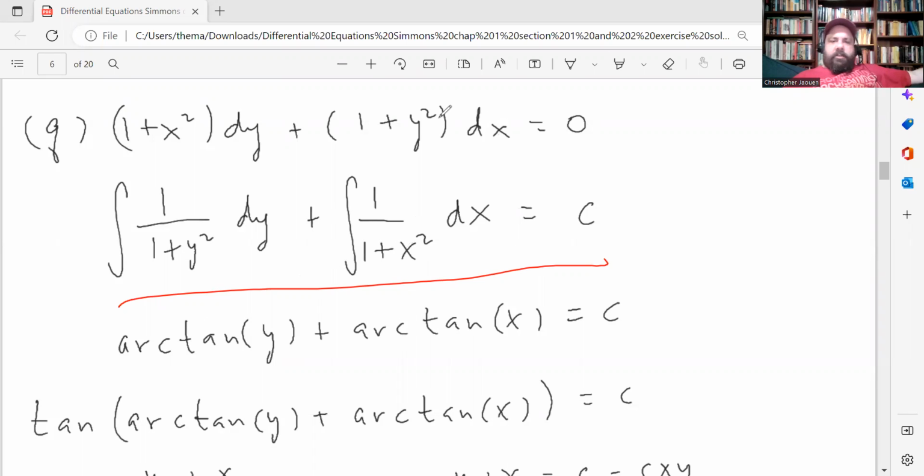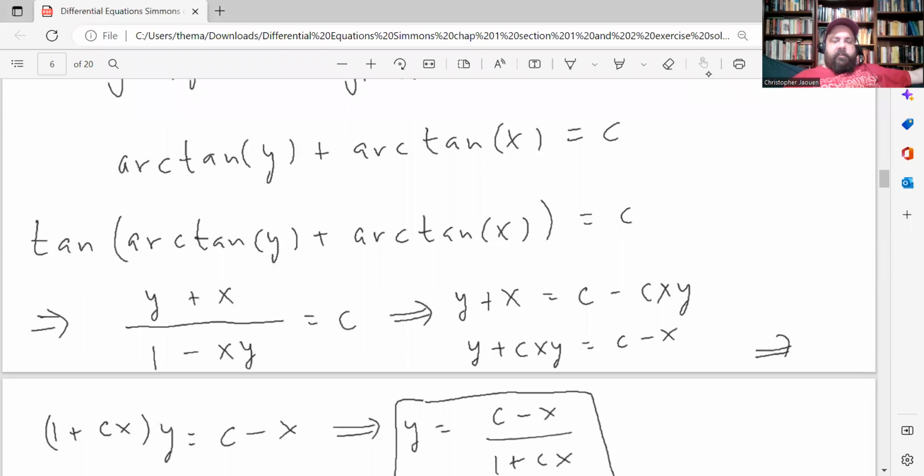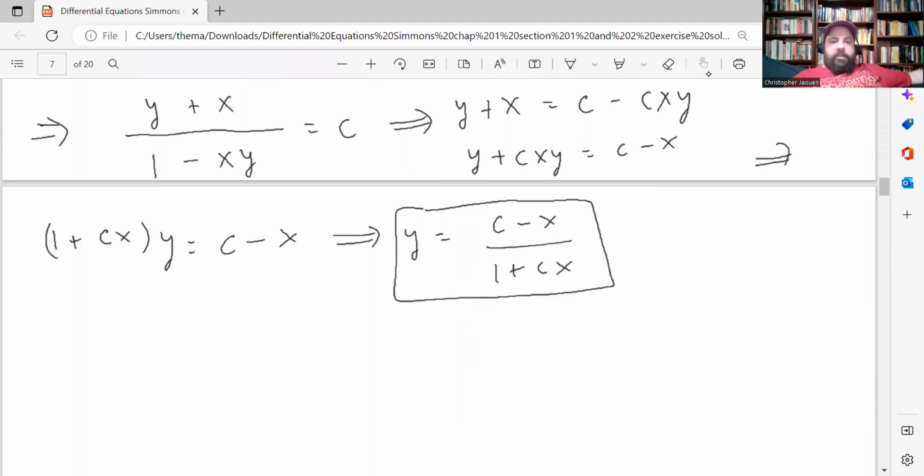And then to solve for one of the variables, you can take the tangent of both sides and use the sum formula for tangent. So the left-hand side then becomes (y plus x) over (1 minus xy) equals the constant c. And then you solve that rational equation for y, which gives you this function of x. So y is (c minus x) over (1 plus cx). So that's the general solution curve.